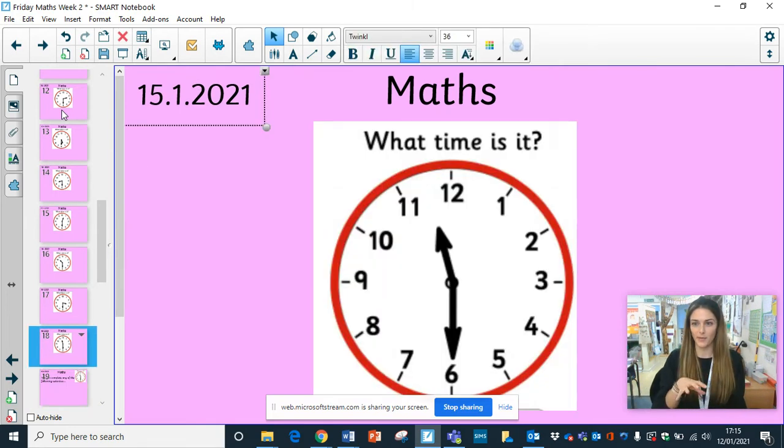Okay, so there's a recap. Well done if you got some of those correct. And again, it's quite tricky telling half past. Looking at those hands, I know it can be very tricky because they're not exactly on the number like they are for o'clock.